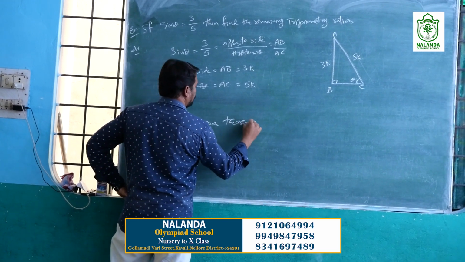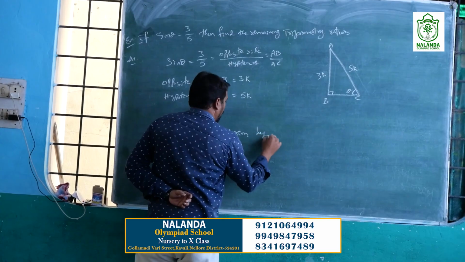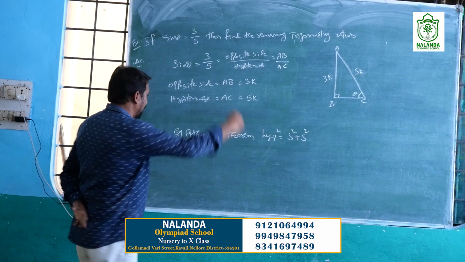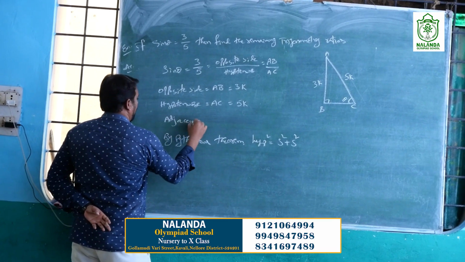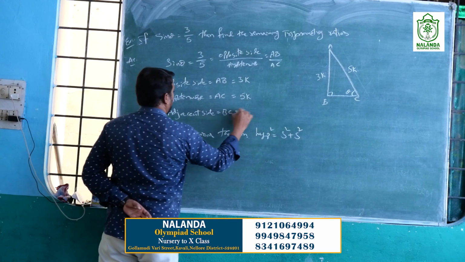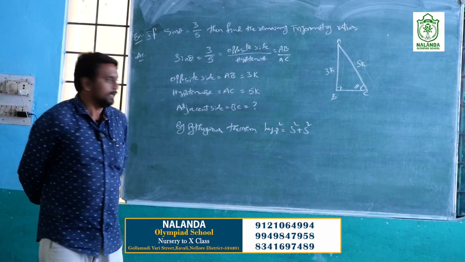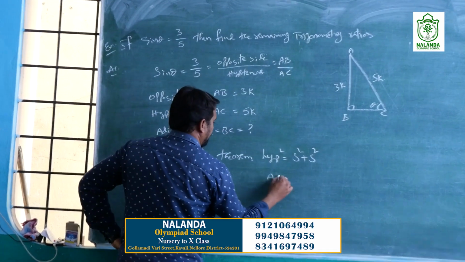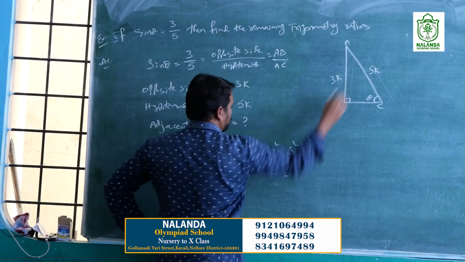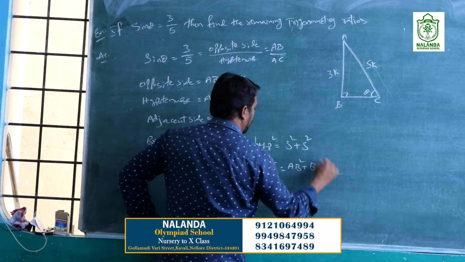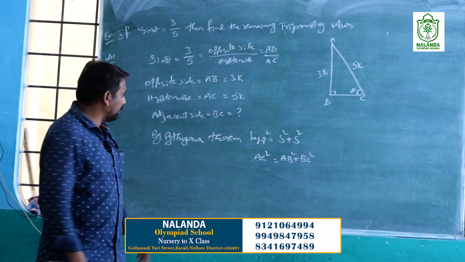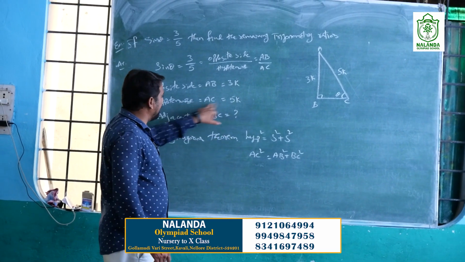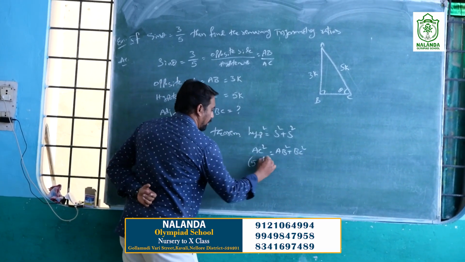So what is the theorem? Hypotenuse square is equal to side square plus side square. Here we want to find the adjacent side, that is BC, which we don't know. So we can apply it here. Using the figure, the hypotenuse is AC and the remaining two sides are AB square and BC square. We know the values of AB and AC. We substitute here. The first value is AC, which is 5K whole square.